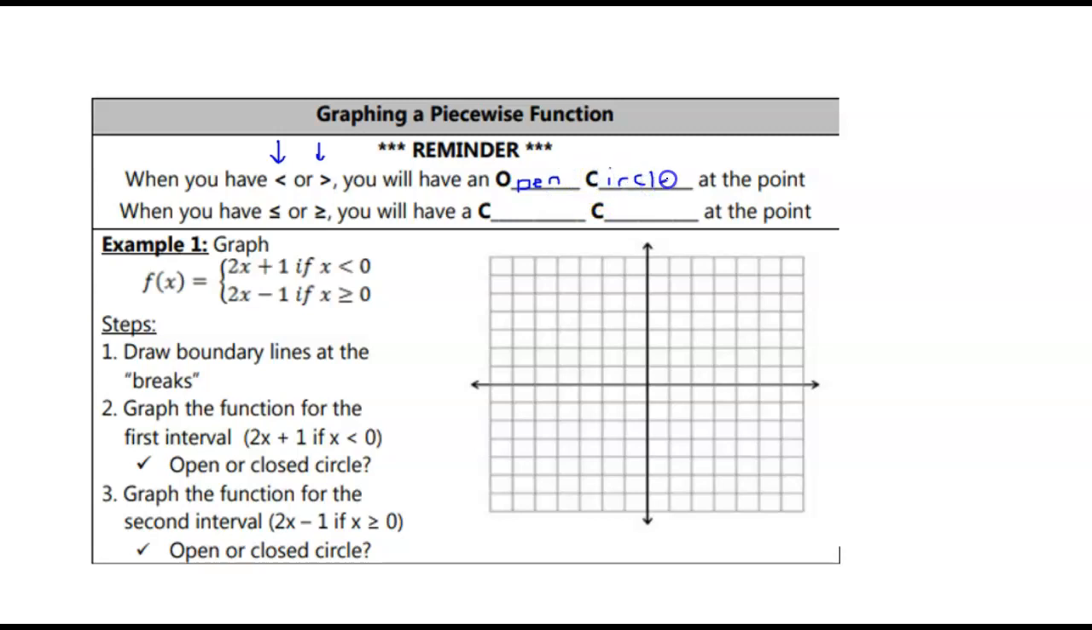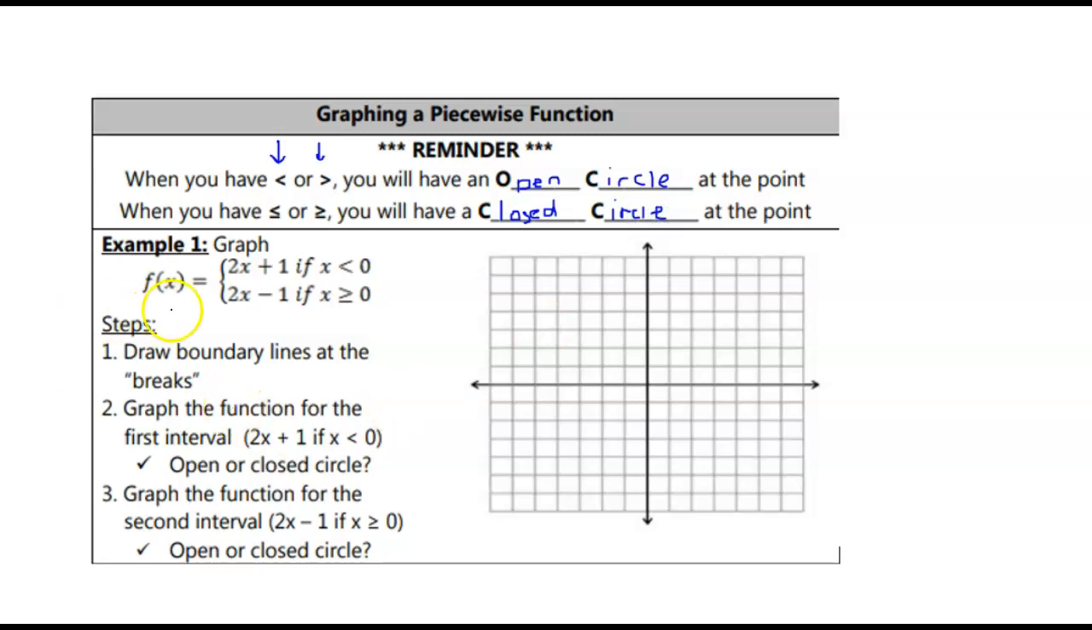Now, when you had a less than or equal to or greater than or equal to symbol, you would have a closed circle at that point. So the difference here is the equal to. When we see that it's "or equal to," that is when it's going to be a closed circle. If it's just greater than or less than, we'll have an open circle at that point. That's important when we're dealing with piecewise functions.